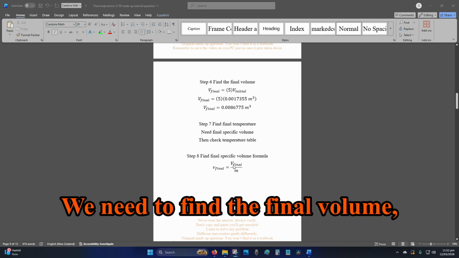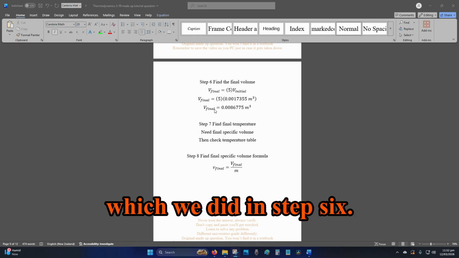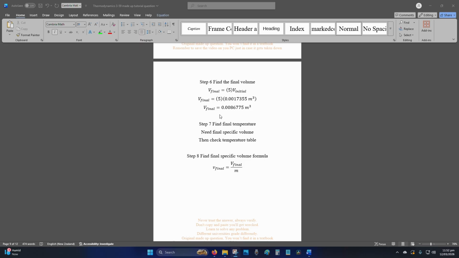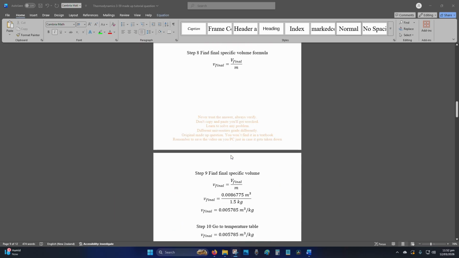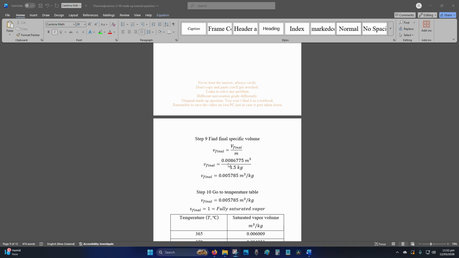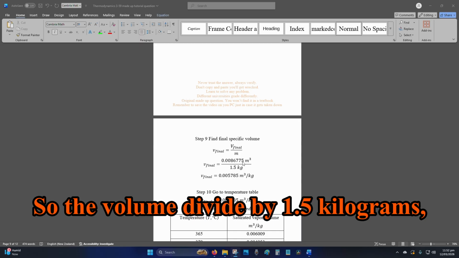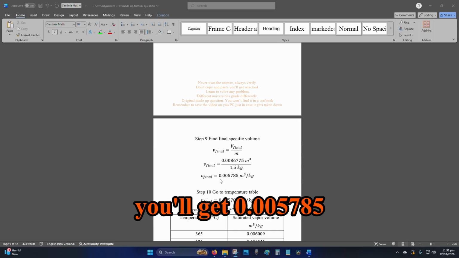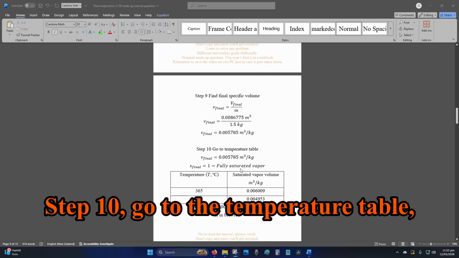We need to find the final volume, which we did in step 6. I did it a little bit early, that's okay. Divide by mass. So step 9, we've got the final volume divided by mass. So the volume divided by 1.5 kilograms, you'll get 0.005785 meters cubed per kilogram.